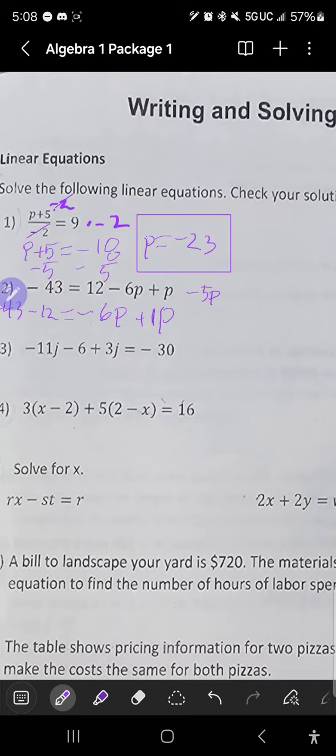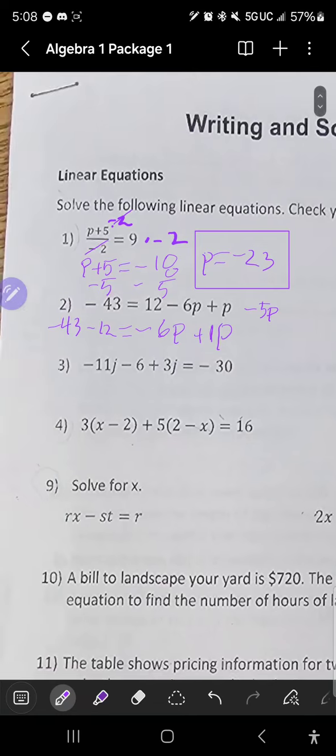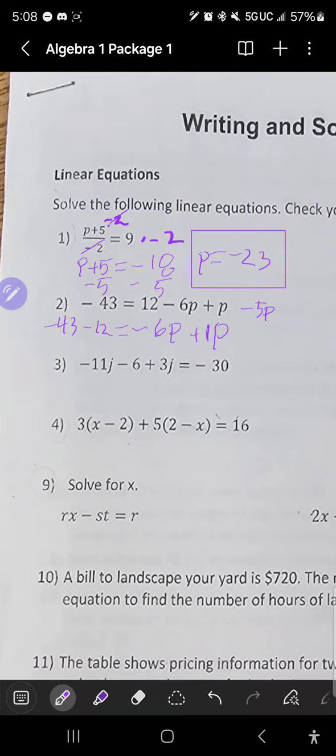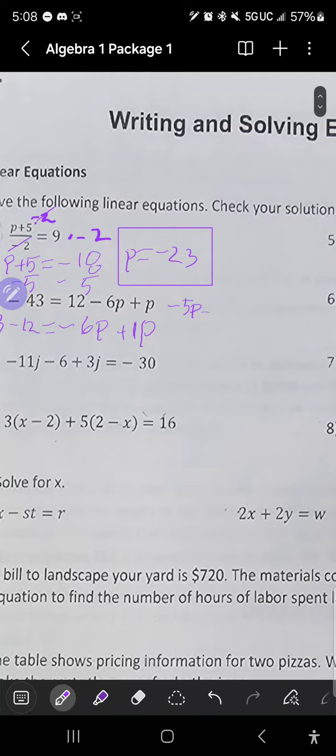Negative 6 plus 1 is going to be negative 5, since they have opposite signs, and the one with the greater absolute value is the 6. So negative 5p equals, in this case, negative 43 minus 12. As I explained before, if they have the same sign, they're just going to be added and they're going to keep that sign. So negative 5p equals negative 55. Now we need to divide by negative 5 on both sides, and we get that p equals 11.